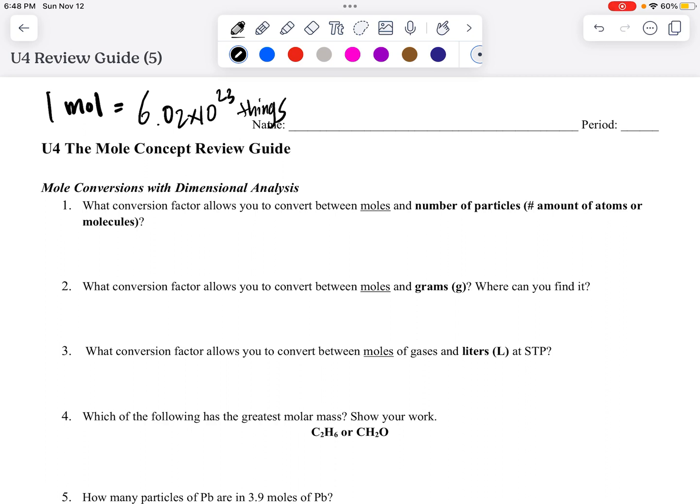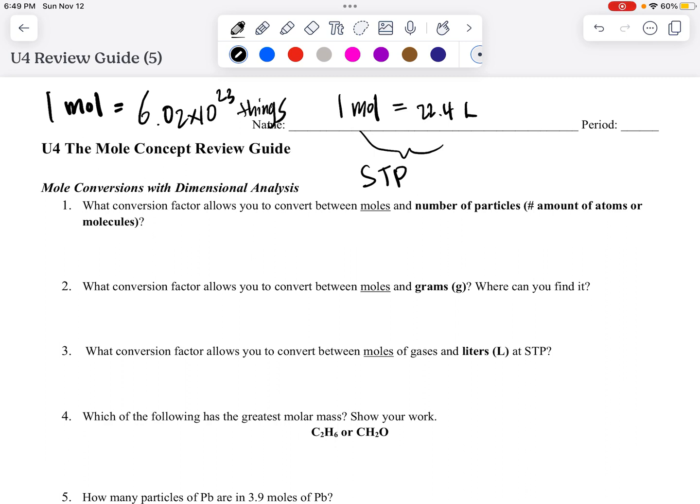The other one is the molar volume one, right? This applies only for gases, all right? Now, if I had 1 mole of gases, the amount of space that it will occupy is 22.4 liters, okay? Now, again, this only applies for gases at STP, okay? Only applies to gases at STP.